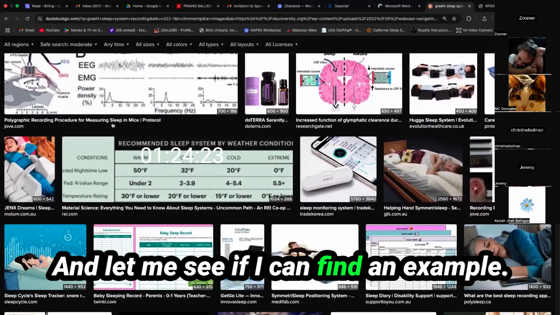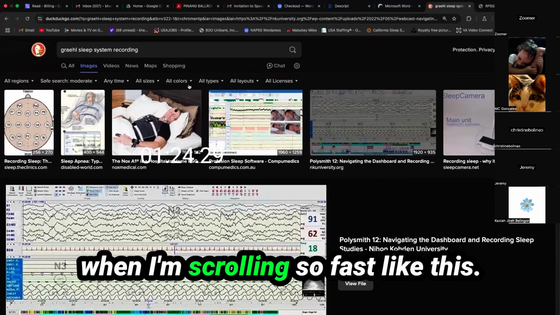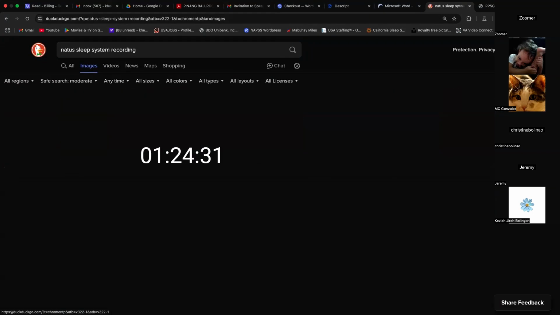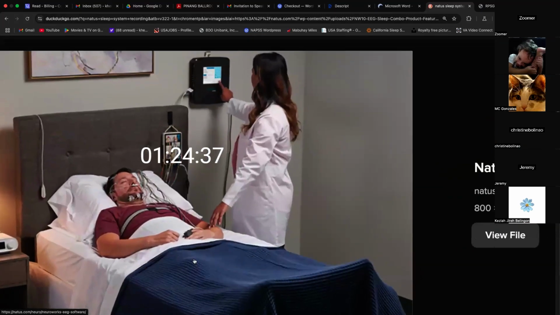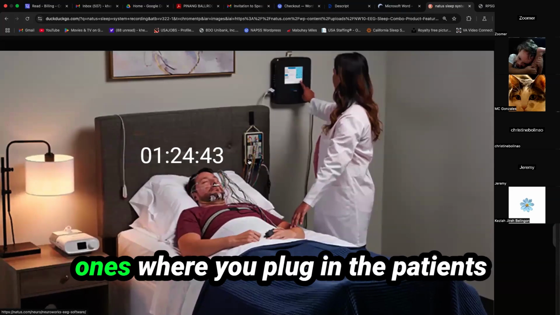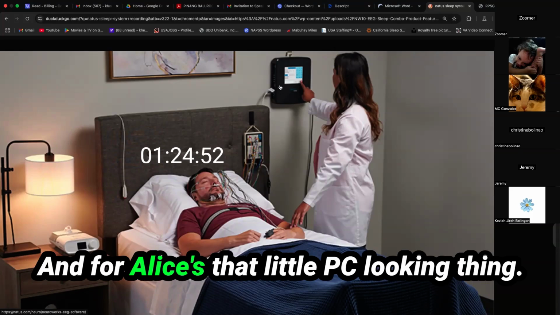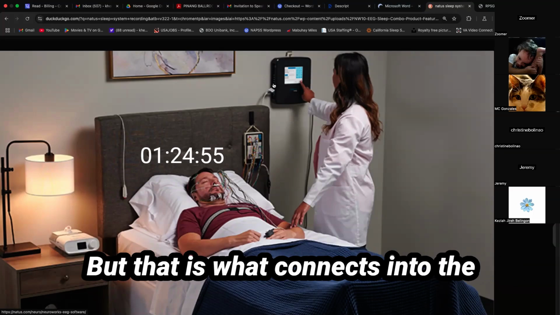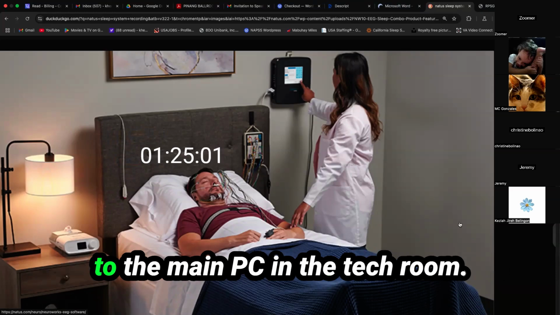Let me see if I can find an example. I hope I'm not getting you dizzy when I'm scrolling so fast like this. So here, can you see the screen? Yes. So your breakout box is this, the ones where you plug in the patients. And the head box is this, right? And for Alice, it's that little PC looking thing. But that is what connects into the patient. And this head box is connected to the main PC in the tech room.